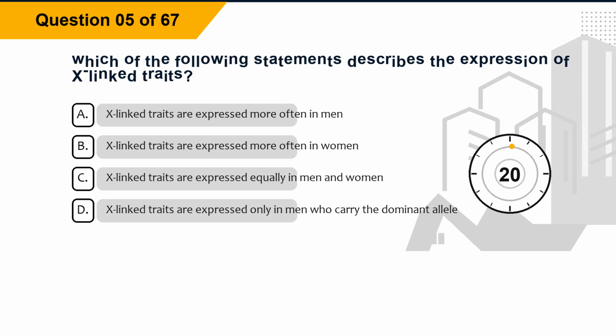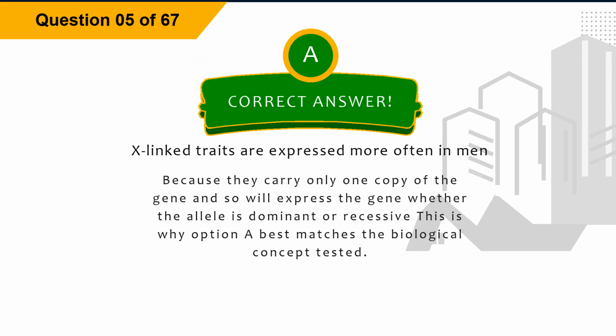Question 5. Which of the following statements describes the expression of X-linked traits? Option A, X-linked traits are expressed more often in men. Option B, X-linked traits are expressed more often in women. Option C, X-linked traits are expressed equally in men and women. Option D, X-linked traits are expressed only in men who carry the dominant allele. The correct answer is Option A, X-linked traits are expressed more often in men. Explanation: because they carry only one copy of the gene and so will express the gene whether the allele is dominant or recessive. This is why option A best matches the biological concept tested.